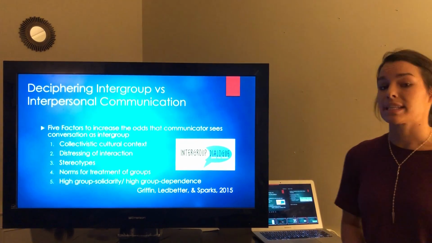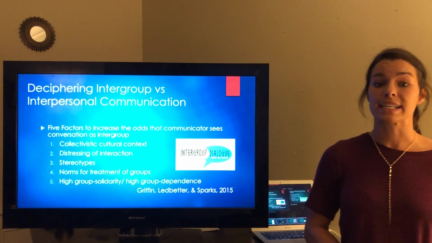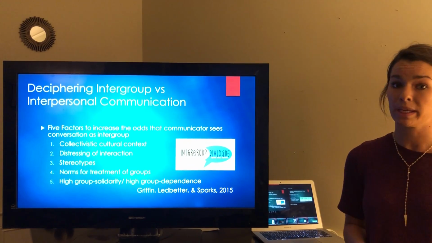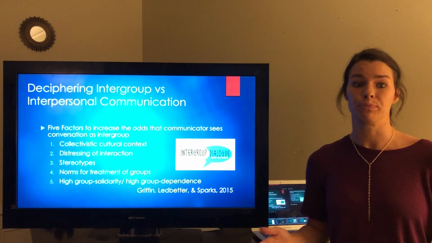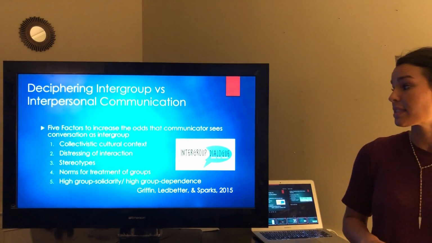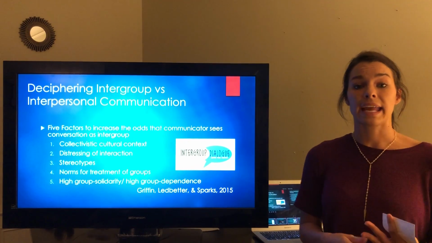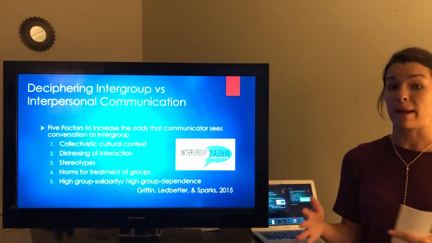Deciphering intergroup versus interpersonal communication. There are 5 factors that increase the odds that communicators see conversations as intergroup. And this will help us decipher how the conversation will go. First, collectivistic cultural context. In Asian culture, we know that they respect their elders.